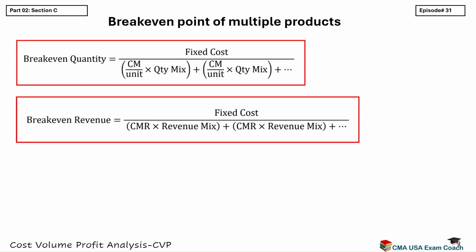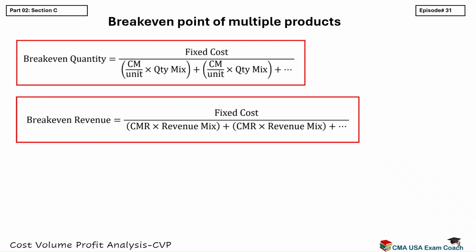Again, we are applying the same concept of weighted average, but instead of working in units, we are working in revenue terms. So once again, break-even revenue equals fixed cost divided by, open bracket, CM ratio of each product times its share of total revenue. We have the equations to calculate the mix percentages.